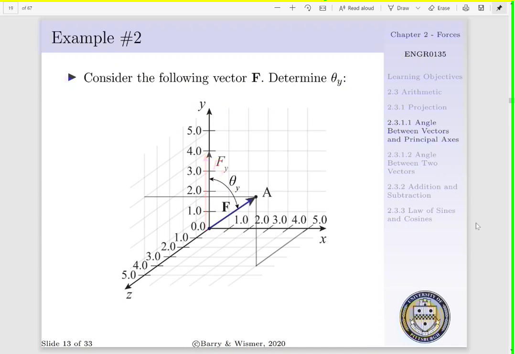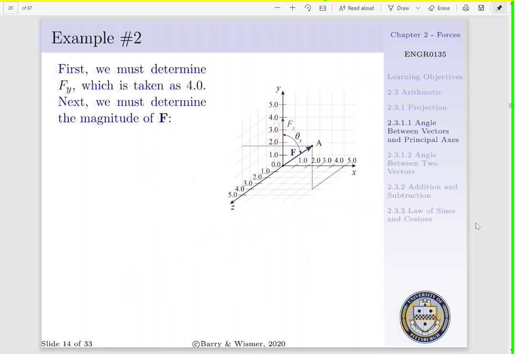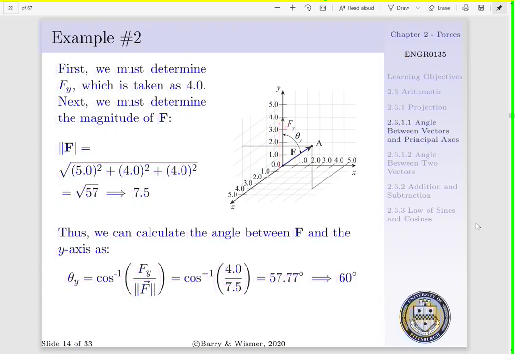Say we want to determine theta sub y, the angle between our vector f and our y-axis. To do such, we have to determine f sub y, which is taken as 4.0, and determine the magnitude of f, which remains unchanged. Thus, we can calculate theta sub y as the cosine inverse of f sub y per f, which is equal to cosine inverse of 4.0 per 7.5, which would be 57.77 degrees. But now that we have two significant digits that populates our trigonometric function, we express our angle in the tens place, 60 degrees.